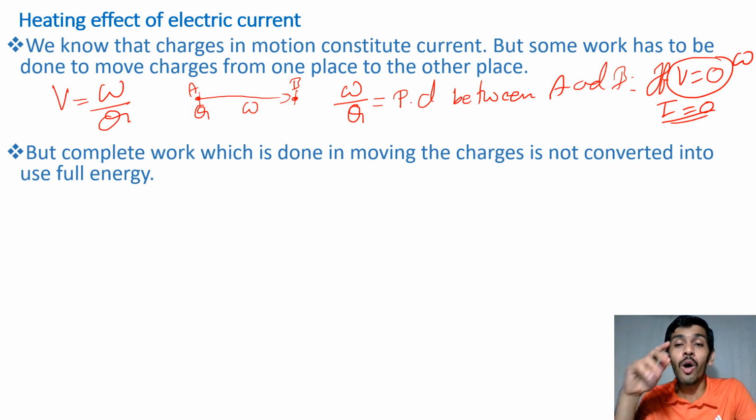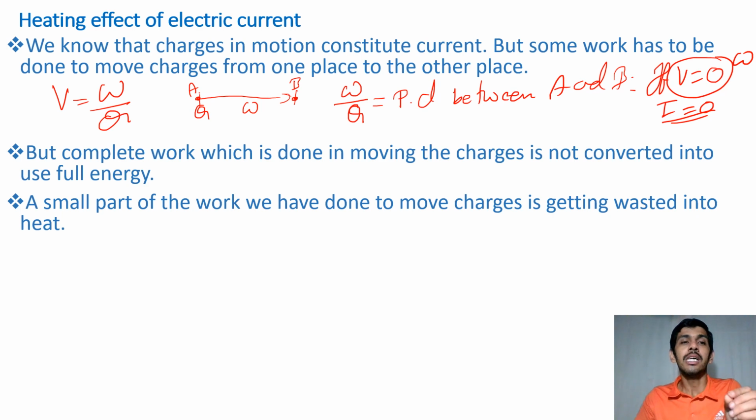But remember, is all the energy or all the work done on the charge converted into useful work? No. So what happens to some amount of that work done? The complete work done on moving charge is not converted into useful work. A small part of the work we have done to move charges is getting wasted as heat. Say for example, if I switch on the fan, you might have seen it is getting hot. From where does it get hot?